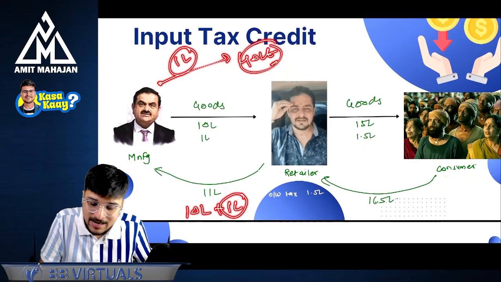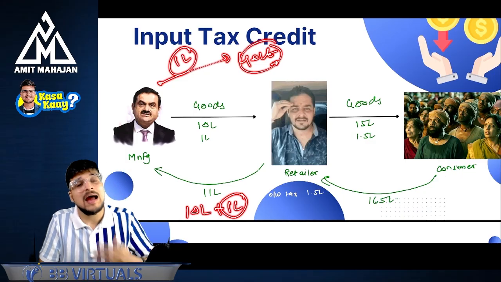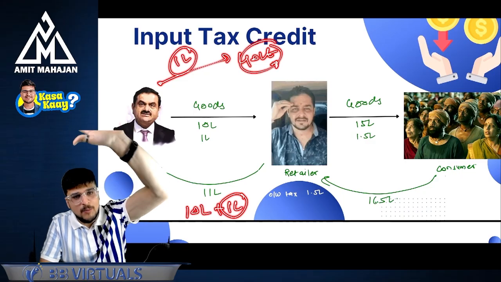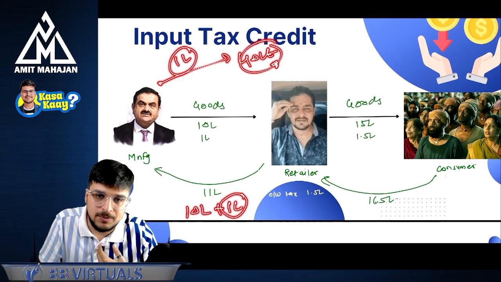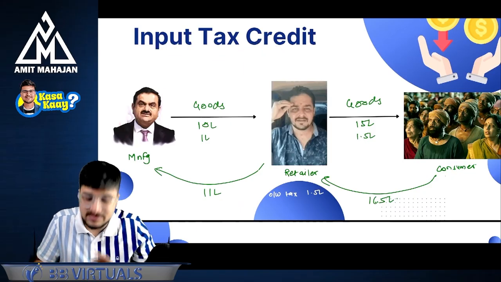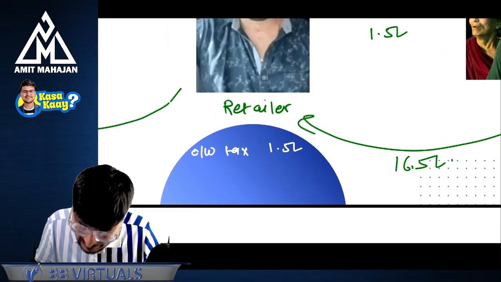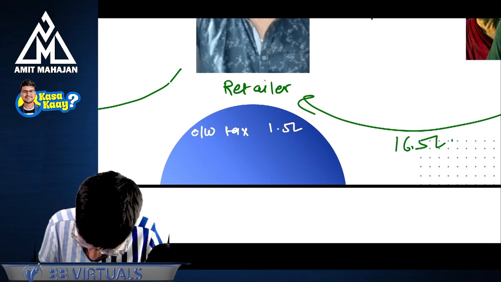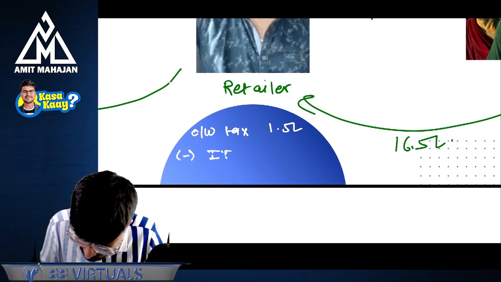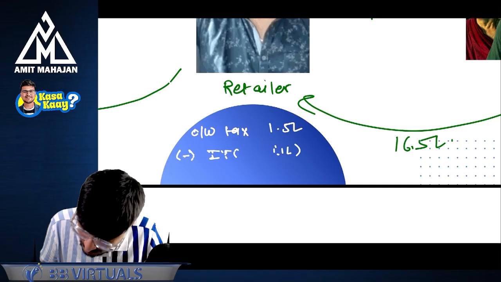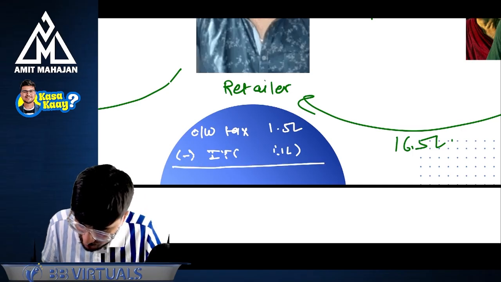Perfect understanding. And I have to pay how much? 1.5 lakhs. I am telling the government: Government, you already have my 1 lakh rupees, so I'm not going to pay 1 lakh rupees once again. So my outward tax is 1.5 lakhs. But I will be able to take the credit of 1 lakh.